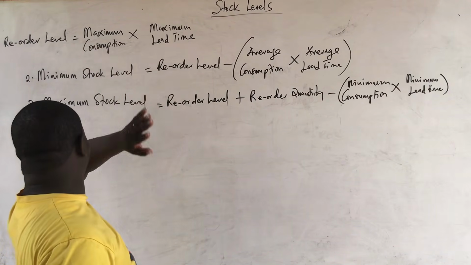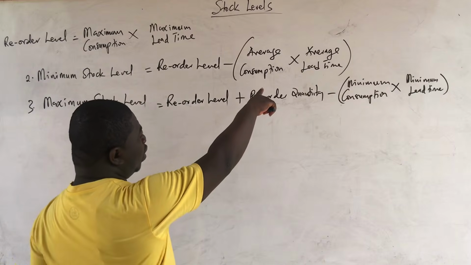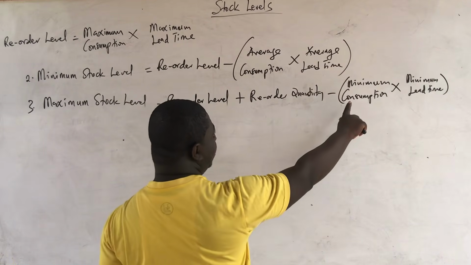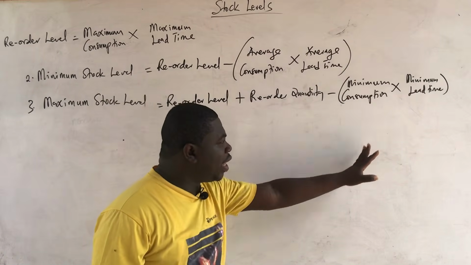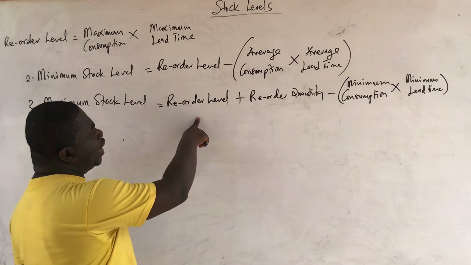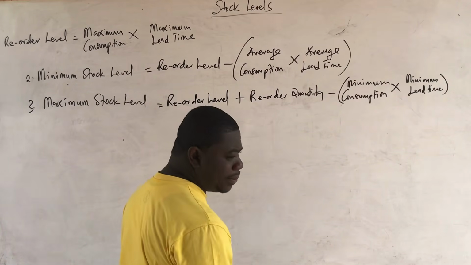Reorder level is maximum, maximum. Minimum stock level is average, average, and then the maximum stock level is minimum, minimum. And all of that we are subtracting. But over here we need to add the reorder quantity.